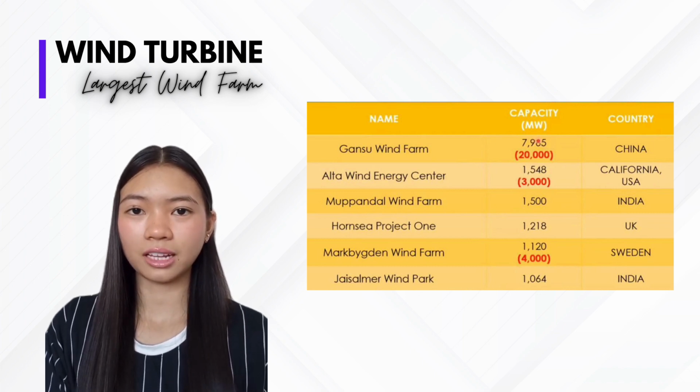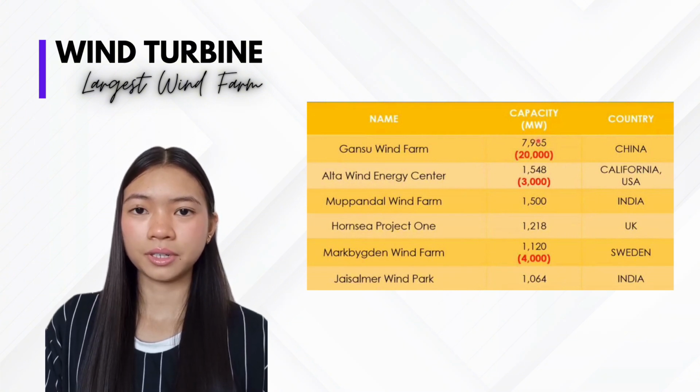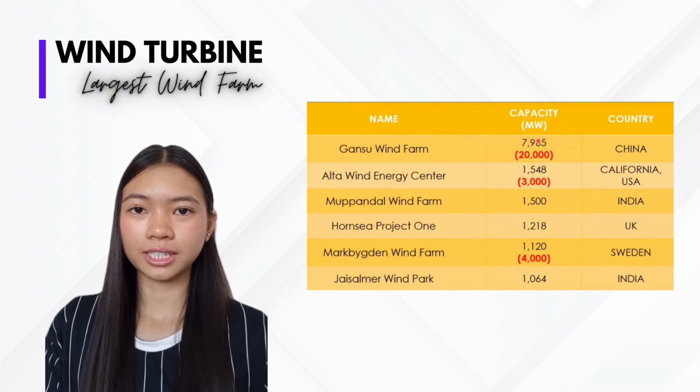Next is yung Muppandal Wind Farm. Meron itong capacity na 1,500 megawatts and located ito sa India. Next is Hornsea Project 1. Meron itong capacity na 1,218 megawatts and located sa United Kingdom. Next is Markbygden Wind Farm. Meron itong capacity na 1,120 megawatts and meron din work in progress na 4,000 megawatts. And matatagpuan ito sa Sweden. And yung last po is yung Jaisalmer Wind Park. Merong capacity na 1,064 megawatts and located sa India.